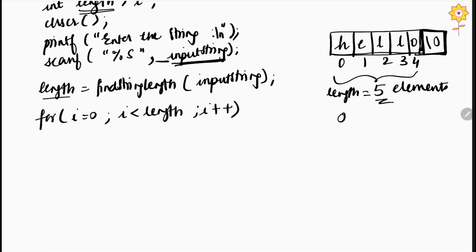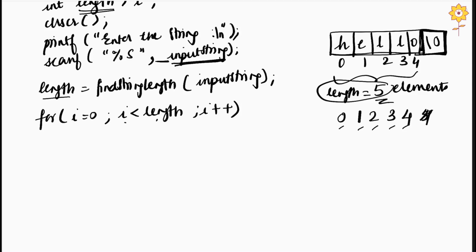I++ we have written, so i will be incremented to 1, 2, 3 and 4. When it becomes 5, is 5 less than length? Because length is 5. So this condition will become false. So we will only have how many values of i? 0, 1, 2, 3 and 4, correct. That is why we have written the for loop like this.